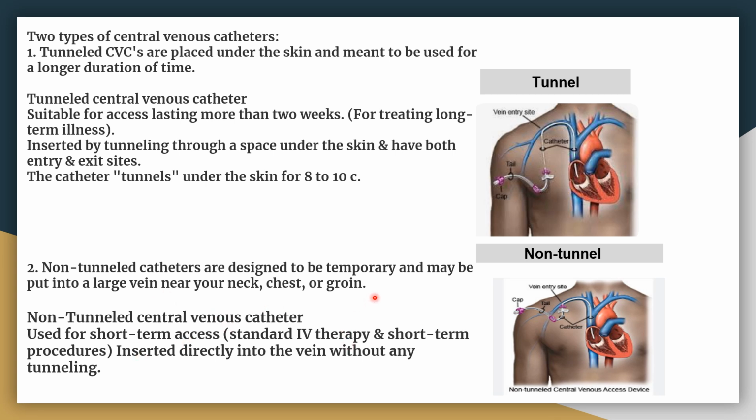Non-tunneled catheters are designed to be temporary and may be put into the large vein near your neck, chest or groin. So non-tunneled means whenever we are putting the tip of the catheter directly into the vessel. So that is called non-tunneling, where we are not digging the tunnel like this. We are directly putting the catheter tip into the vessel. Non-tunneled central venous catheters are used for short-term access, for example when we are giving IV therapy or short-term procedures, and are inserted directly into the vein without any tunneling.